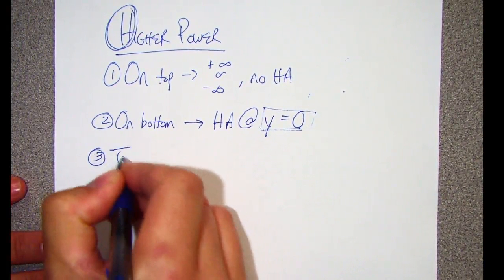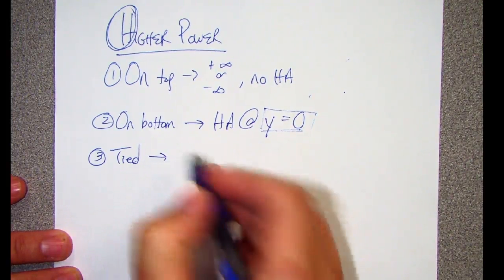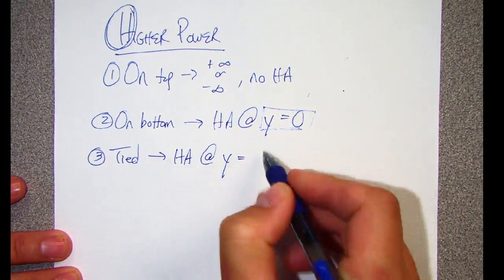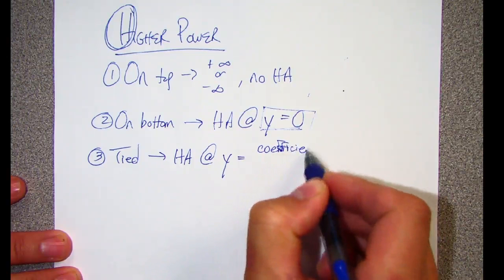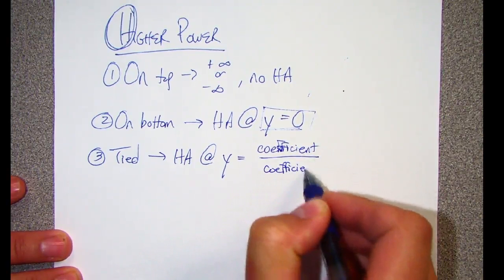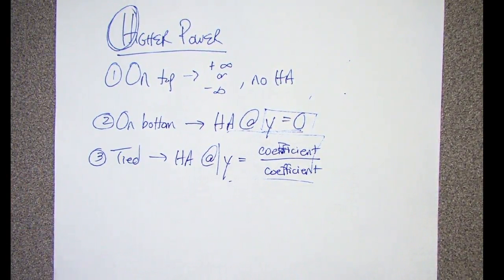All right, the third possibility is that the highest powers are tied. In this case, there would be a horizontal asymptote at y equals, and then what you do is look at the coefficient on top divided by the coefficient on the bottom. Again, it's an equation, though, and that'll make more sense when I do an example. All right, but these are the 3 rules. I don't think these are too bad. You're just kind of following through there.